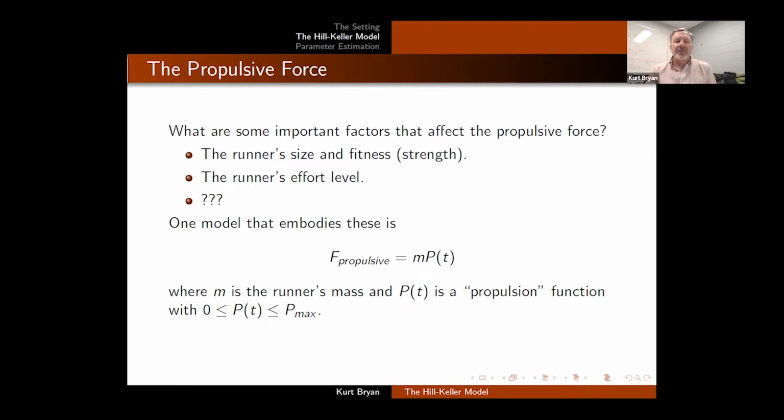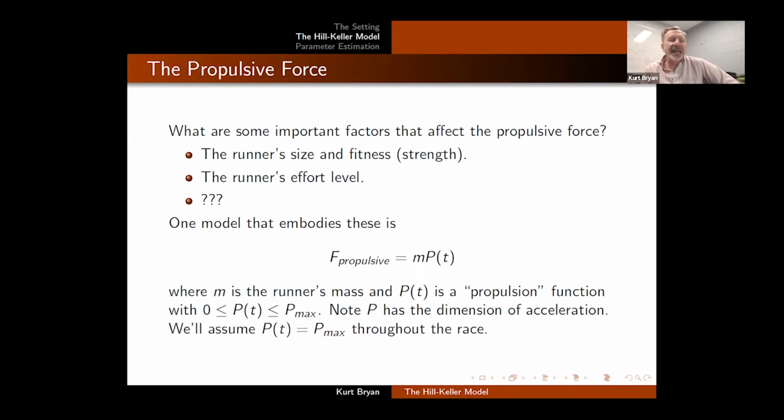Mass times some function P of t. And we are going to assume, given that it's a sprint, that the runner exerts maximum effort throughout. If you look at the dimension of this thing, and I like to point this out, P has the dimension of acceleration. You might think of it as the maximum acceleration the runner is capable of from a standing start. That's one way you could begin to wrap your brain around it. And like I said, we're going to assume that it's maxed out throughout the race right from the get-go, because this is a sprint.